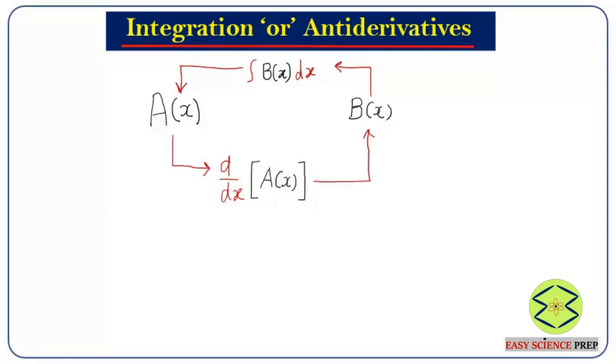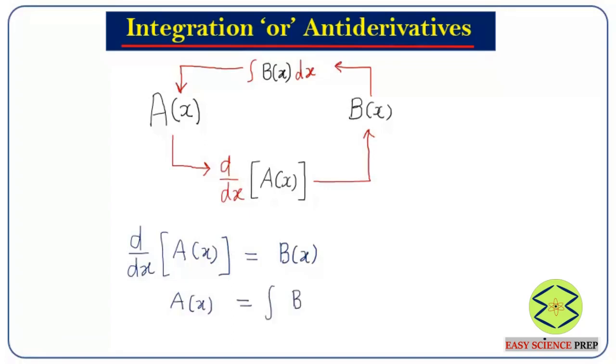So we can write down here that if the derivative of a function a of x is b of x, then if I bring the derivative to this side, I will get a of x as the integration of function b of x dx. This is a very important point to understand: if I perform the derivative of function a of x, I get b of x. So if I bring the derivative to the other side, that becomes the integration of the function b of x.